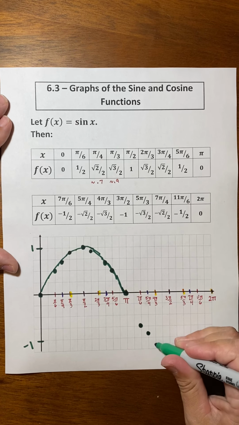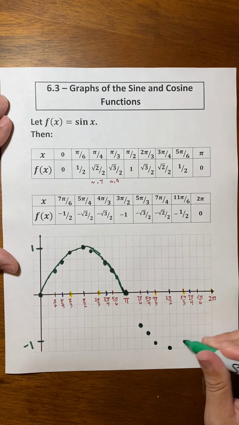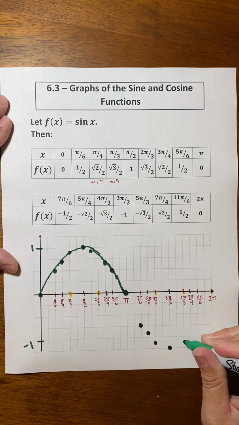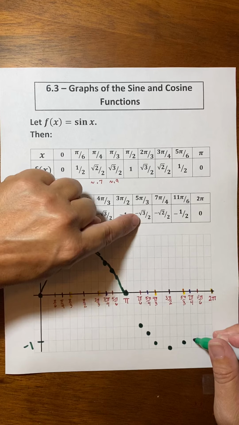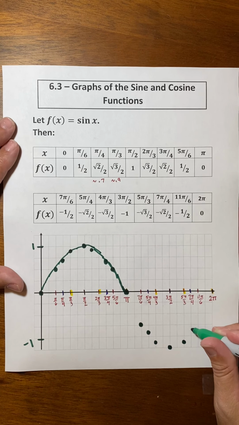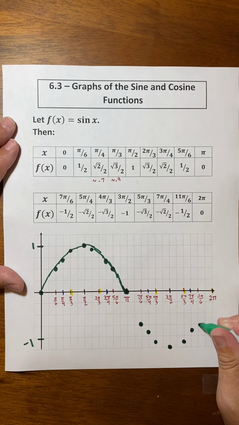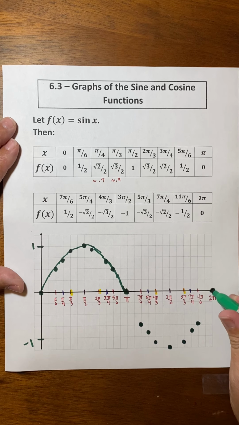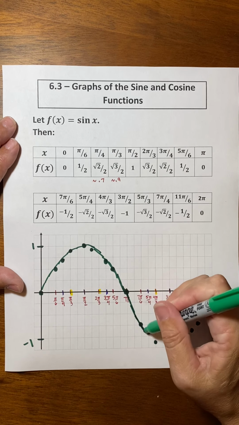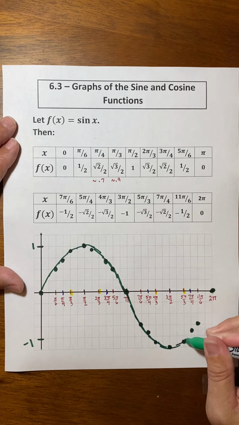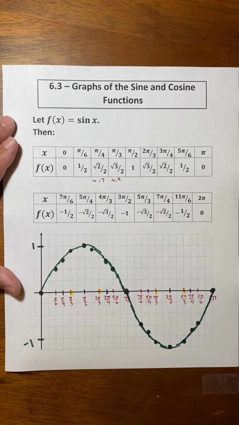Then we're going to be at -0.9. And then at 3 pi over 2, we're at -1. We're going to go back up to -0.9, -0.7. And then we're going to be at -1/2. And then we're going to be at 0. So we see this sort of symmetry. The same shape now falls below the x-axis.